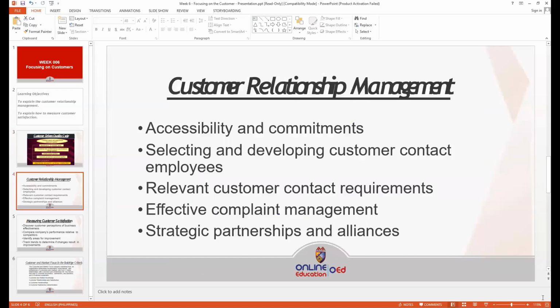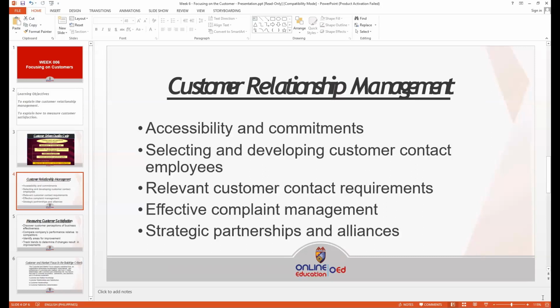So what is customer relationship management? Customer relationship management is about planning, organizing, monitoring and controlling the establishment of a relationship with the customers. From the words customer relationship, if we have existing customers, we have to retain them in patronizing our products and services. Please take note that CRM has a lot of accessibility and commitments, because if we have existing customers, we must also create plans or a strategy on how to retain them in the organization.